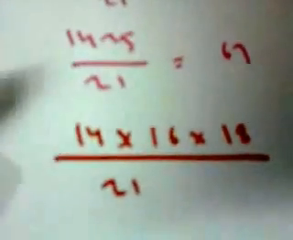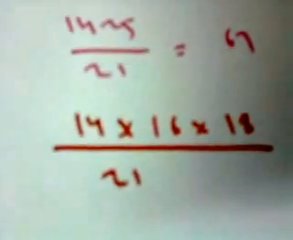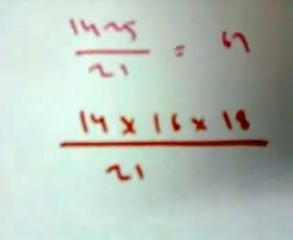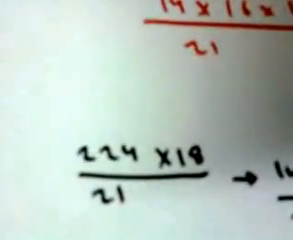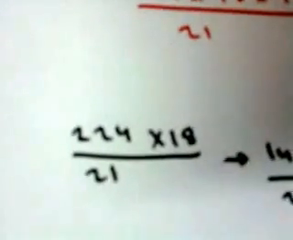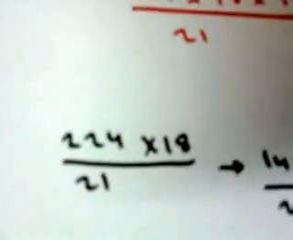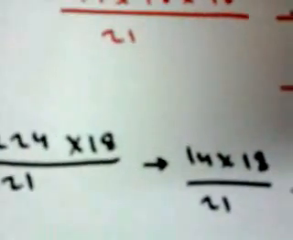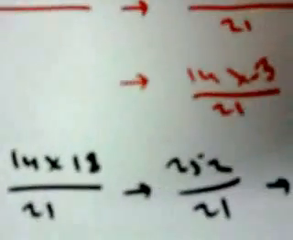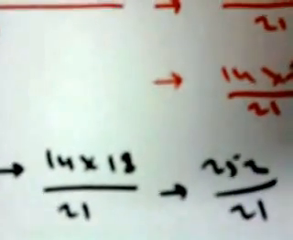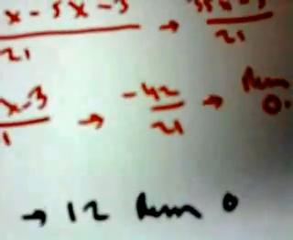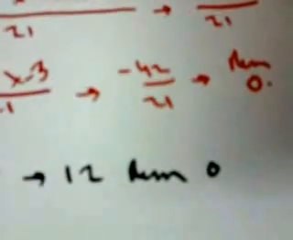Let us approach it in another way. We reduced it to 14 into 16 into 18 by 21. Now we do direct multiplication of 14 and 16. We get 224. 18 remains 18 and divide by 21. 224 divided by 21, again the remainder is 14 and 18 remains 18 here. Again 14 into 18 is 252. Divide 252 by 21, we get a quotient 12 and remainder 0. So any which way you want, you can do this sum and get the remainder as 0.